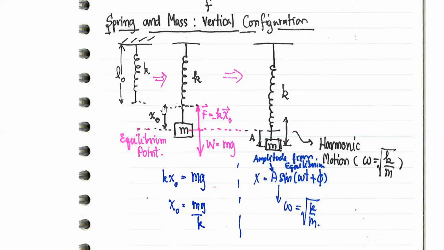So in this case, if it's stretched out by a distance x0, the restoring force F equal to minus kx0 is equal to the weight mg. So considering only the magnitude, kx0 equals mg, or x0 equals mg over k. We call this the equilibrium point because it's where the restoring force equals the weight. And the total length of the spring increased to L0 plus x0.